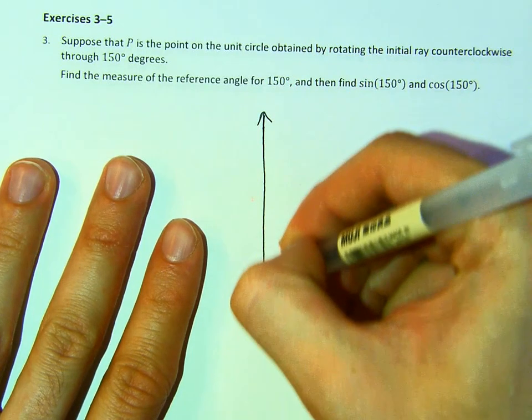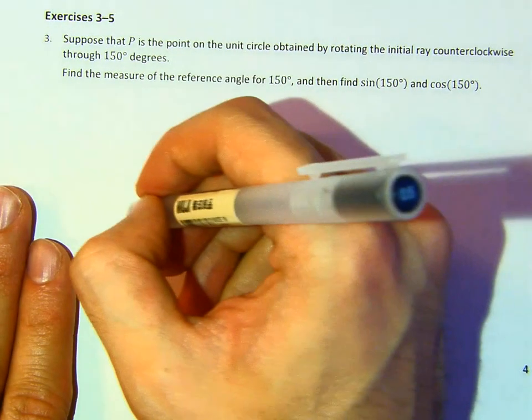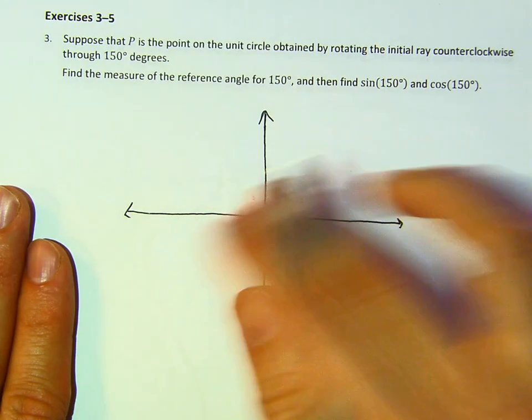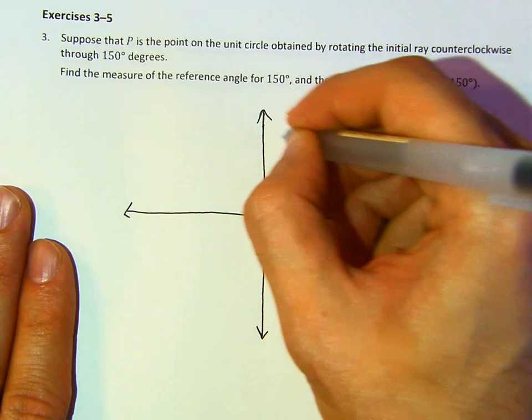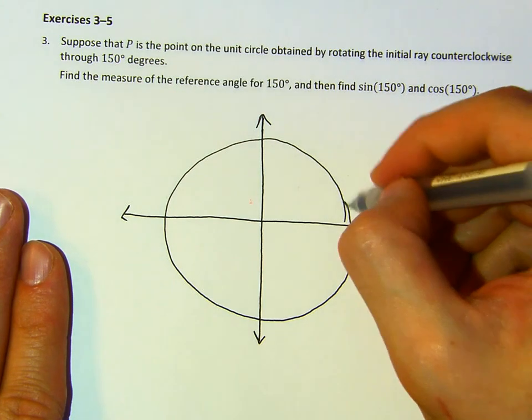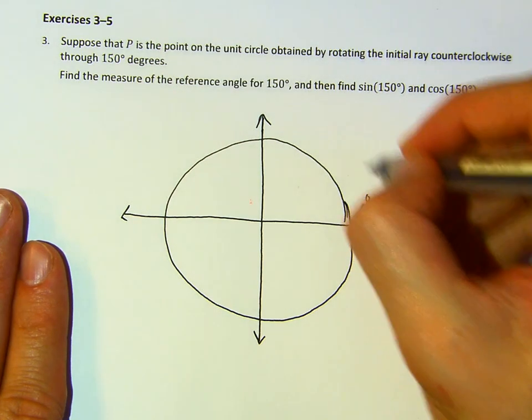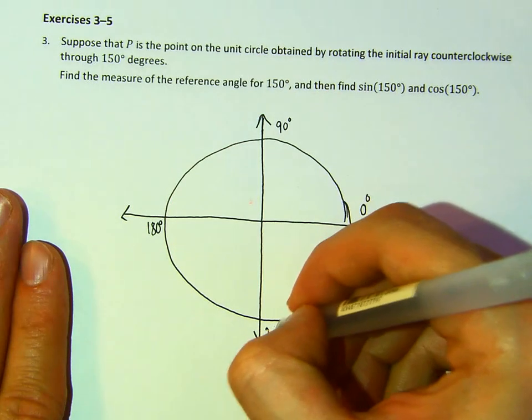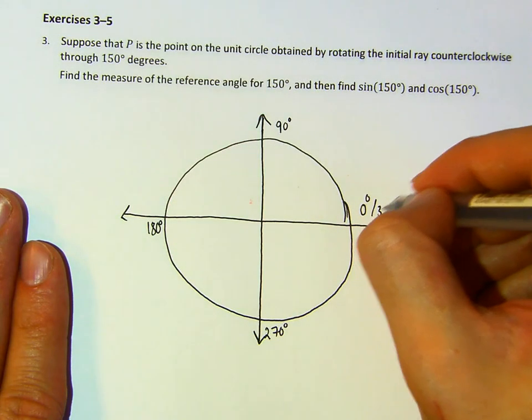But how do you do sine of 150, cosine 150? Okay, so what's the first move? Let's draw the coordinate plane. Let's draw a beautiful circle. Okay, that wasn't too bad. Now notice, let's write our degrees: 0 degrees, 90 degrees, 180 degrees, 270 degrees, okay, 360 degrees.